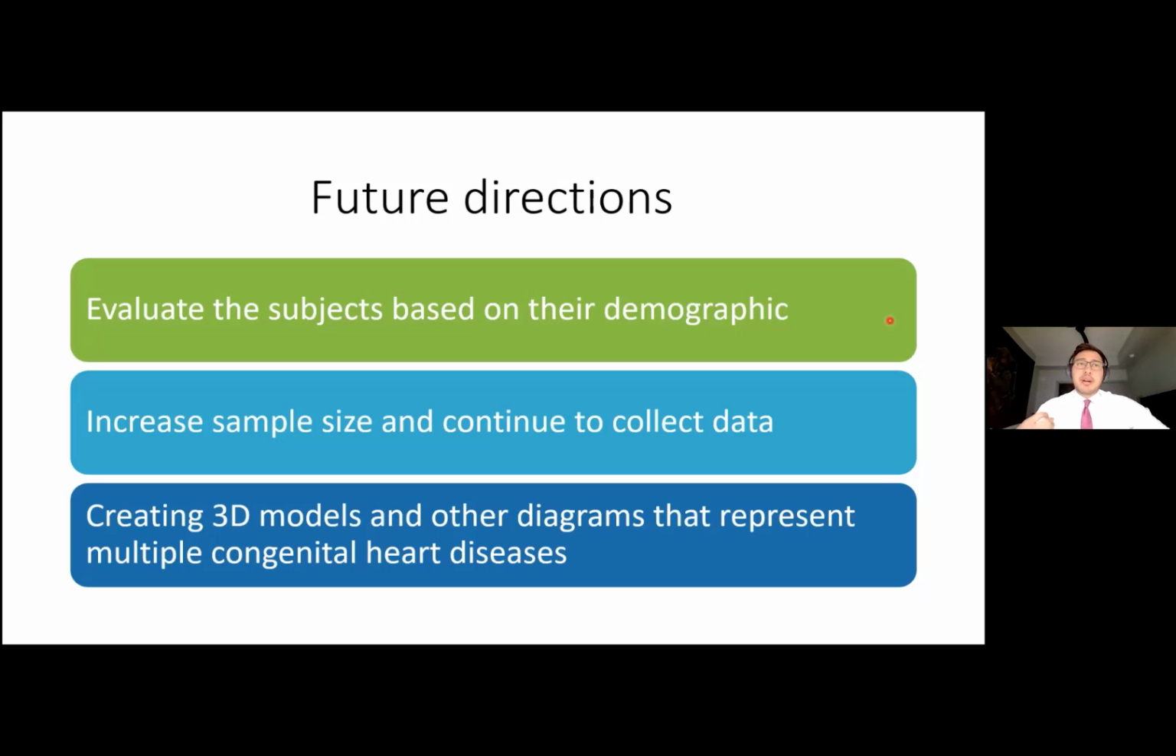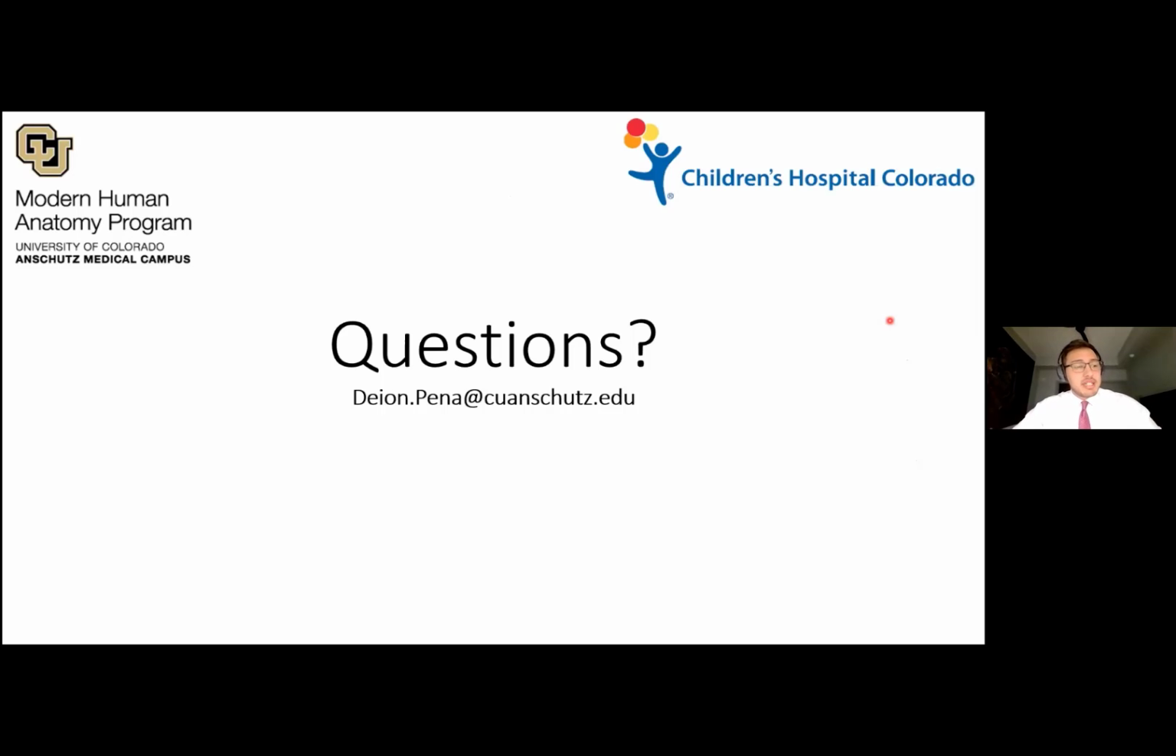Many of the patients and parents that I worked with talked about how each of their kids were different, like all these patients have different hearts. But being able to show different diagrams and models that include these various congenital heart diseases that are affecting the patient in total would help. So thank you all for your time. I'm happy to take any questions now.